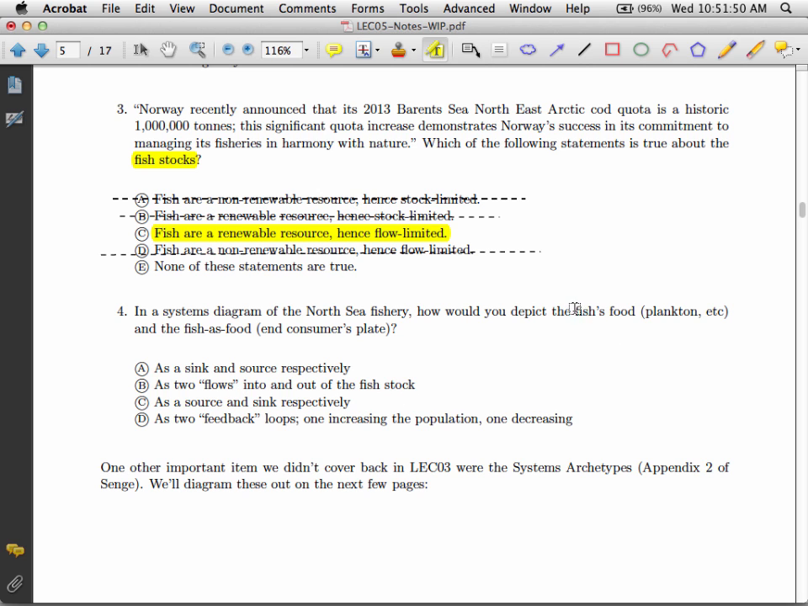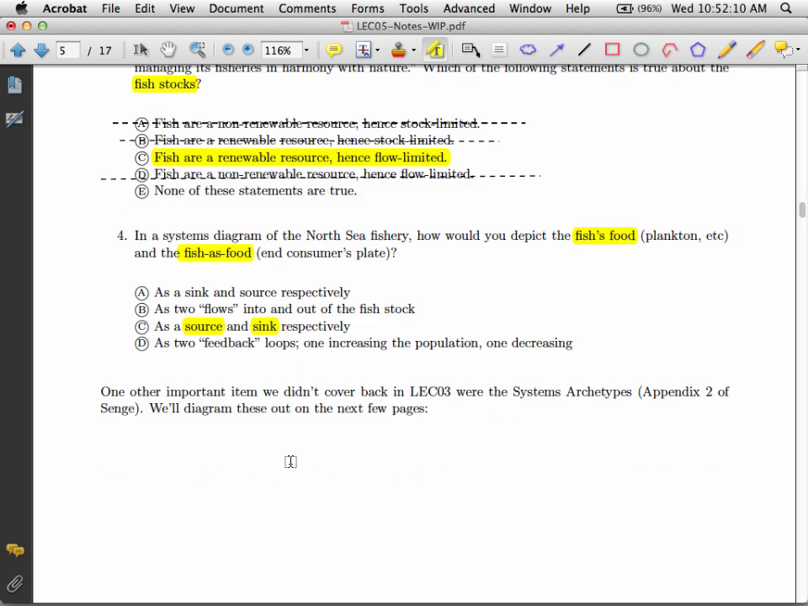And we're looking at the fish as food upstream and the fish as food downstream kind of bits. Well, the plankton and so on coming in would be a source in our system diagram, and where the fish go after they're caught is a sink. So we would just depict those as little clouds in our diagram, and it would be good.